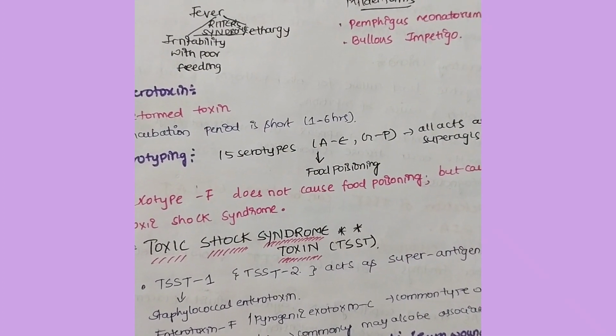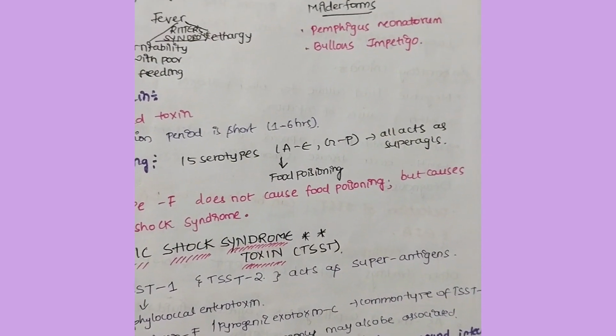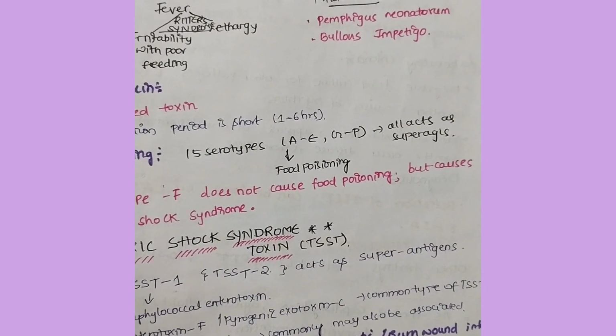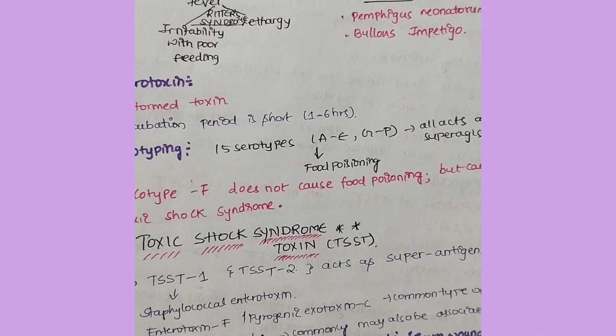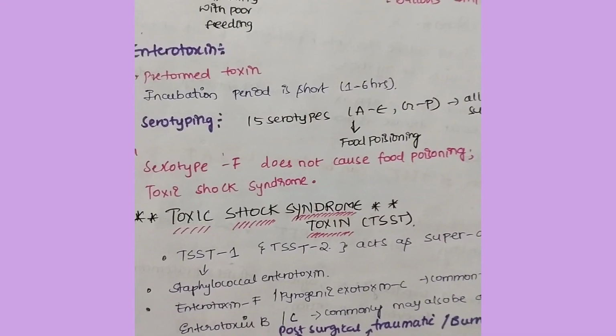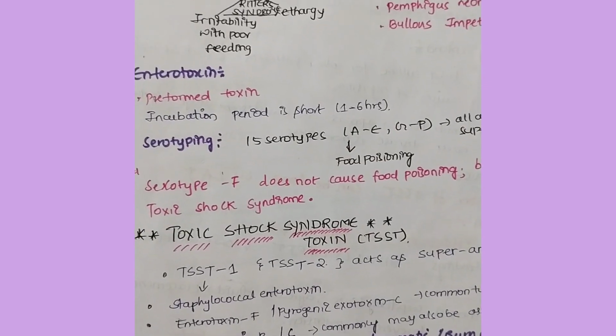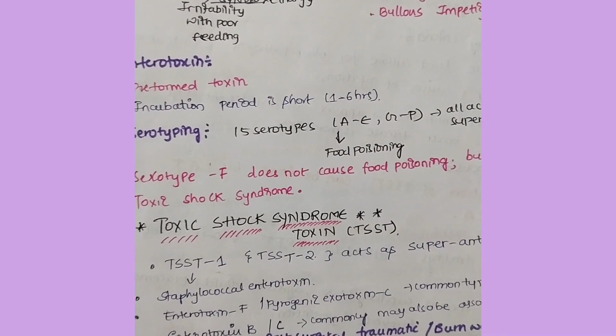Serotype A is responsible for food poisoning; due to food poisoning, this serotype A will enter. All act as super antigens. Serotype F does not cause food poisoning, but it causes toxic shock syndrome.